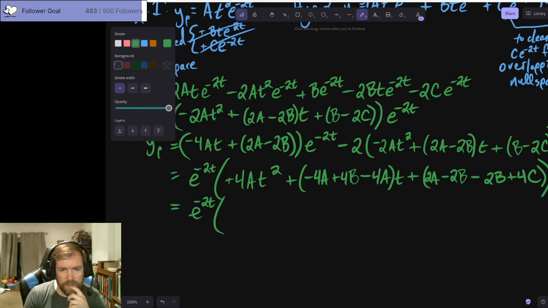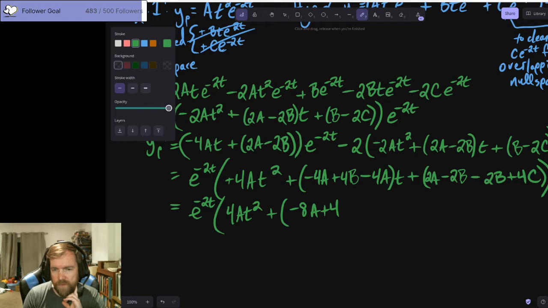E to the negative 2t times the quantity, 4at squared, plus parentheses negative 8a plus 4b t, plus 2a minus 4b plus 4c.